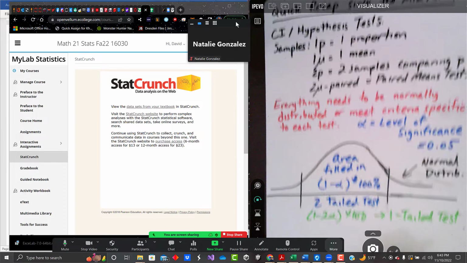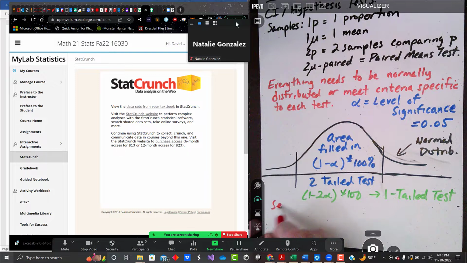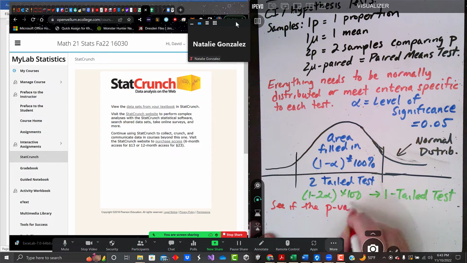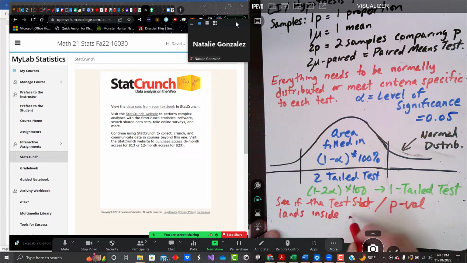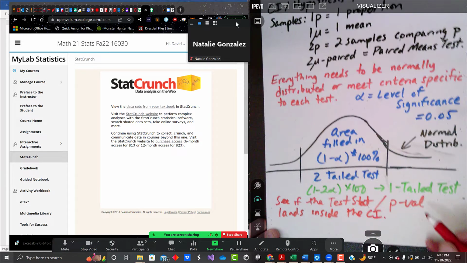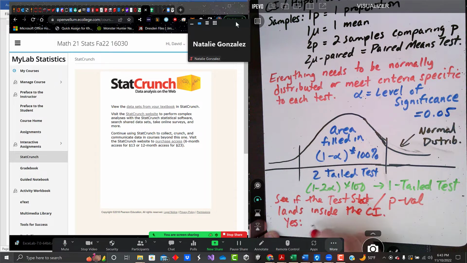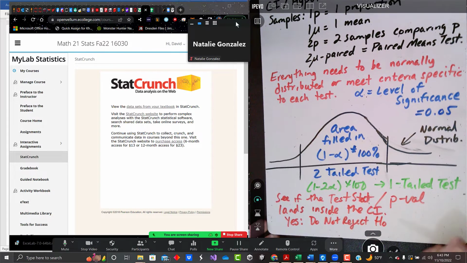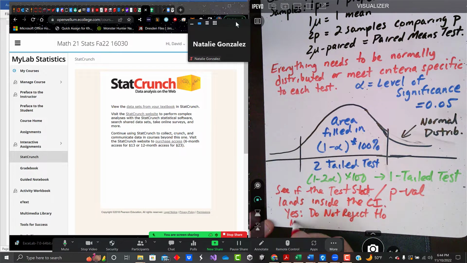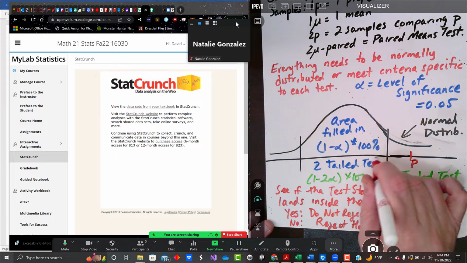And we were trying to see if the p-value, well, it's really the test statistic, test statistic slash p-value lands inside the confidence interval. If it does, we don't reject H naught. This is all behind the scenes, but if it doesn't land inside, we reject H naught. So we want to know, does it land out here? Is P out here, or is P in here?